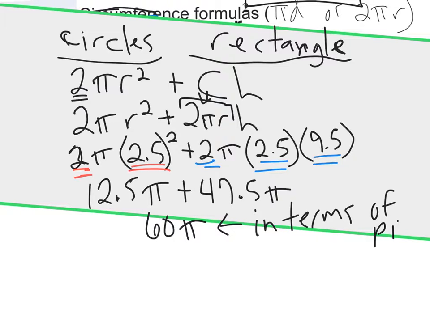If they asked us to do something different, then we can work it out differently. So on this example, they've just got a spot for us basically to put 60 pi. But a lot of times they'll say use 3.14 for pi. They might say round to the nearest tenth or something like that. We're just going to act like they didn't even say to round, just to get an idea here. So 60 times 3.14.